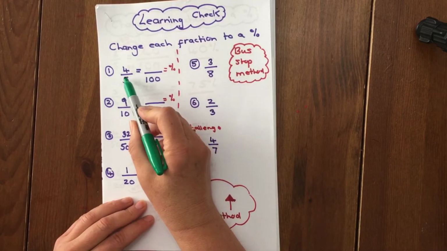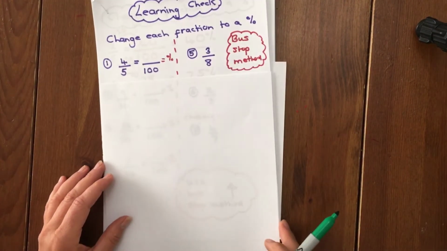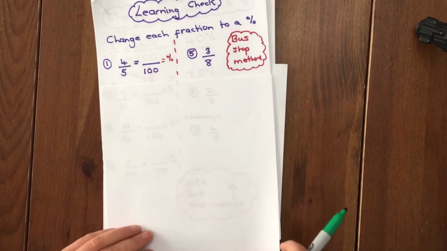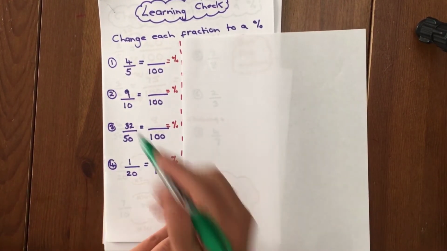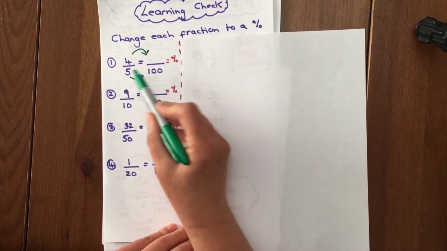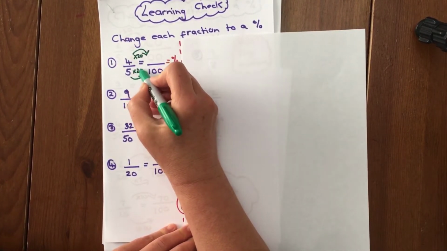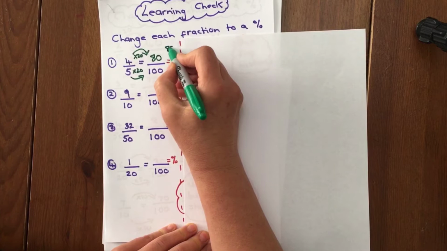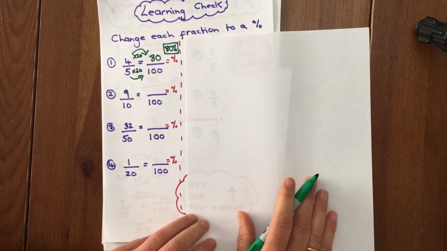Okay, so to change a fraction to a percentage, what you have to do is change it to be out of 100. So you're using equivalent fractions. I'll do these four first because they're all the same method. So we decide, what do we times top and bottom by? Well, 100 divided by 5 is 20, so I times top and bottom by 20. So this will make 80 out of 100, which I can change into a percentage, because percentage means out of 100.